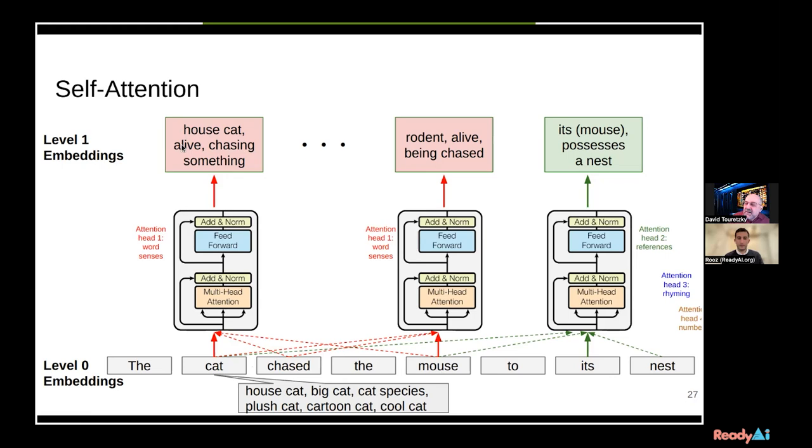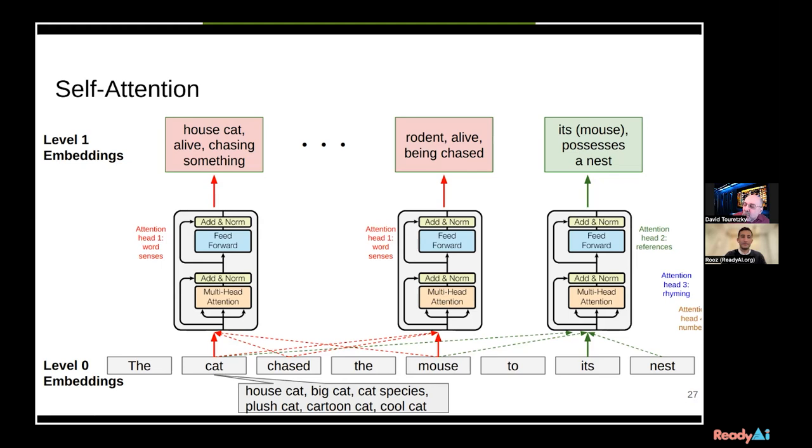So we took this very generic representation of cat at level zero here, and we built a more contextually aware representation of cat that says this particular cat at this location in the sentence is a living house cat that's chasing something. And we can do the same thing for mouse. This particular instance of mouse is actually a rodent, not a computer mouse. It's alive and it's being chased. And so attention head one, we can say, seems to be concerned with the senses of a word, figuring out which sense of a word applies in the given context.